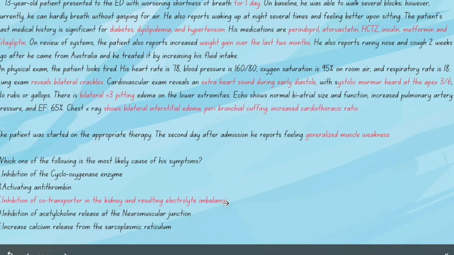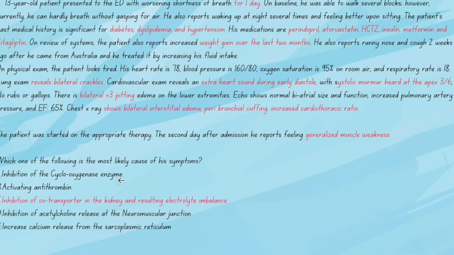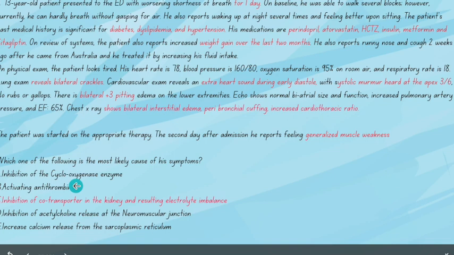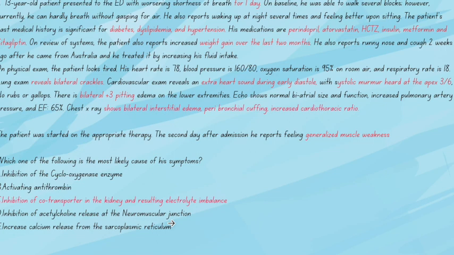Inhibition of cyclooxygenase is less likely to be the right answer because cyclooxygenase is inhibited by the non-steroidals, and those medications are usually used for pain, and they can exacerbate heart failure. Activating antithrombin is the mechanism of heparin, and the patient did not develop pulmonary embolism and was not started on heparin. And activating antithrombin does not explain the generalized muscle weakness. Inhibition of acetylcholine release at the neuromuscular junction is not the mechanism of Lasix. It is caused by other medications which we're going to review in following courses.